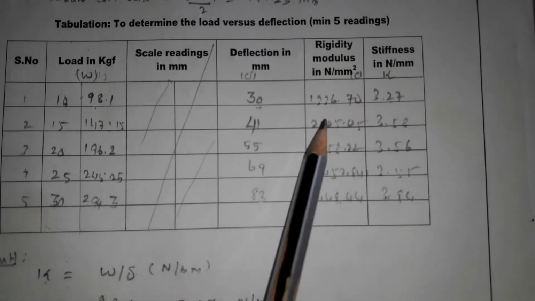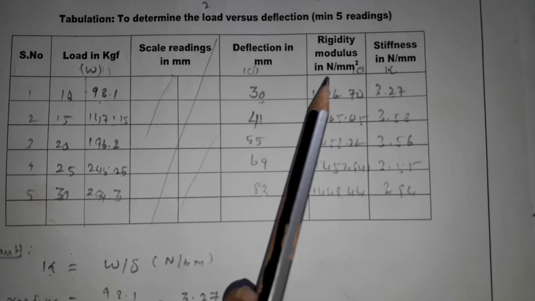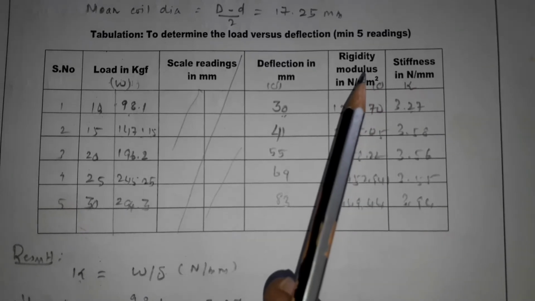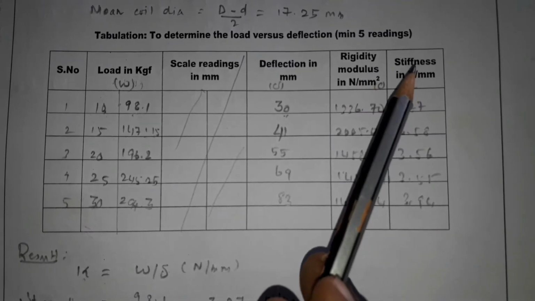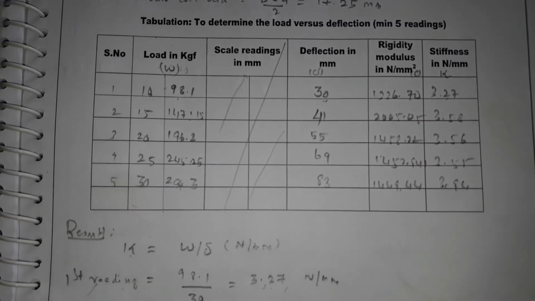Okay, this is the final result for modulus of rigidity for the particular spring, conducted by tensile strength, and this is the stiffness. Okay, this is the stiffness final answer.